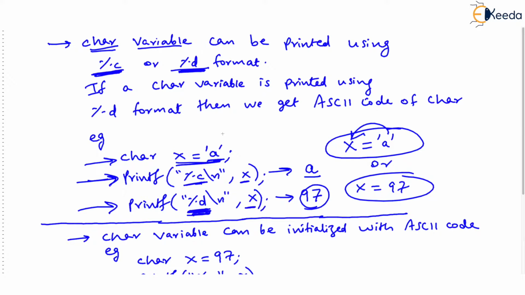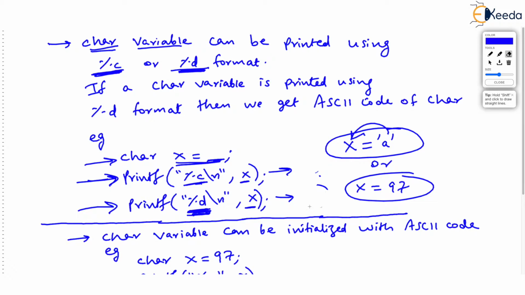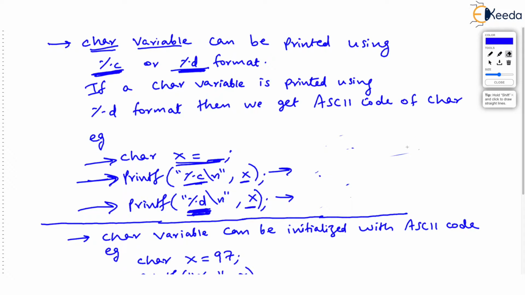By the way, whose ASCII code do you want? You want the ASCII code of hyphen? Then what you can do is you can just initialize a char variable to hyphen. Now tell me, this printf with %c is printing the character.